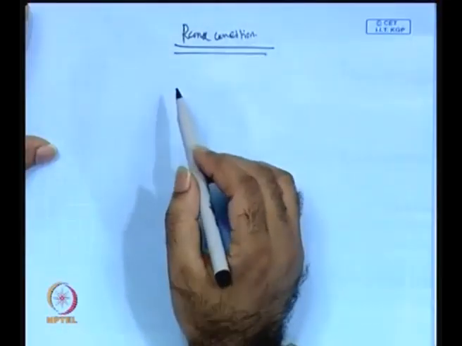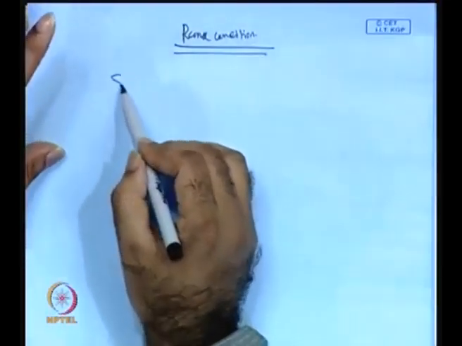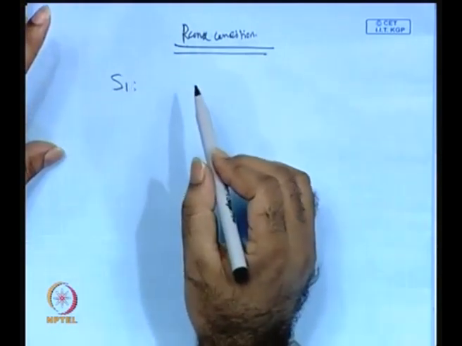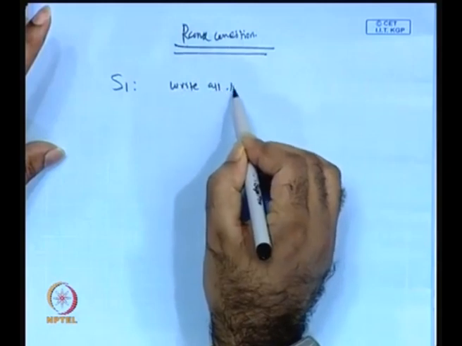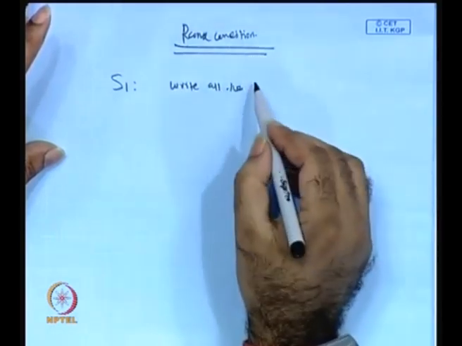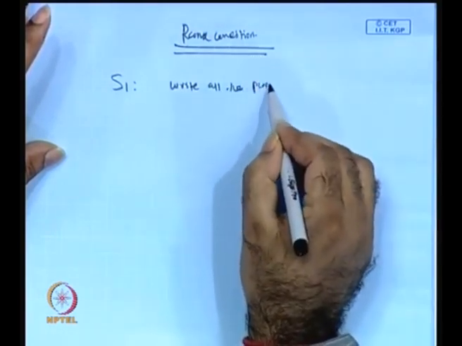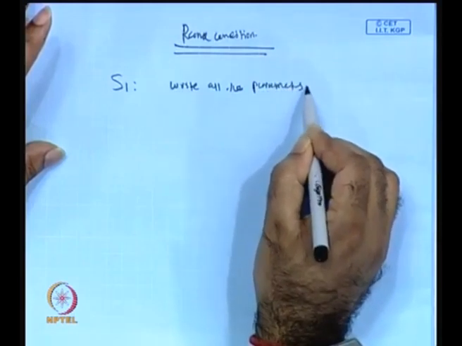There are 5 steps. Step 1: just write all the parameters in a separate table. Write all the parameters in a separate table.